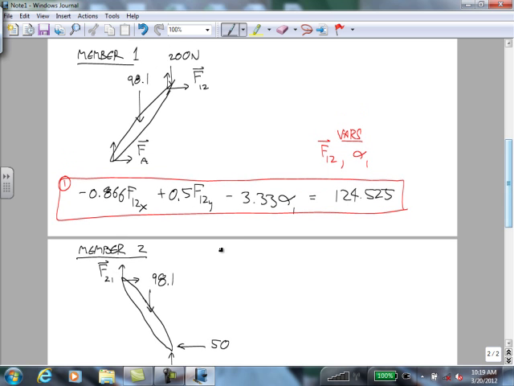So how would these match up? Let's think about that for a second. Say that we used a different convention and this 200 Newton force was applied to member 2 here instead of member 1, or if we use the same convention and just numbered the members differently. It seems odd. Is this force going to be the same? That F12, is that what's going to be the same?